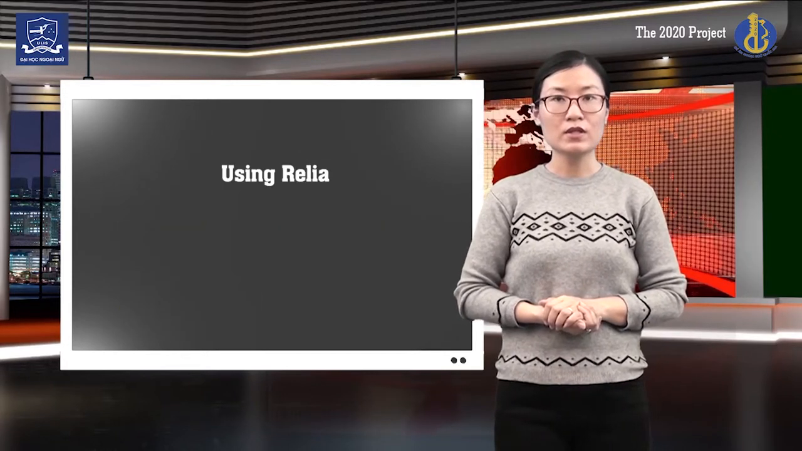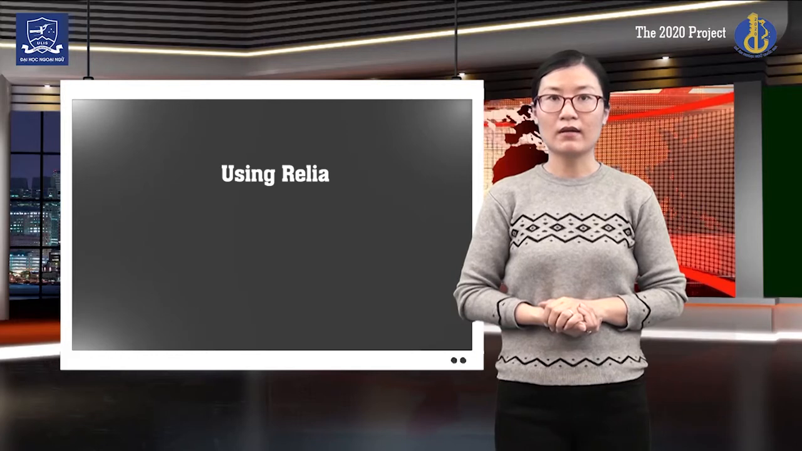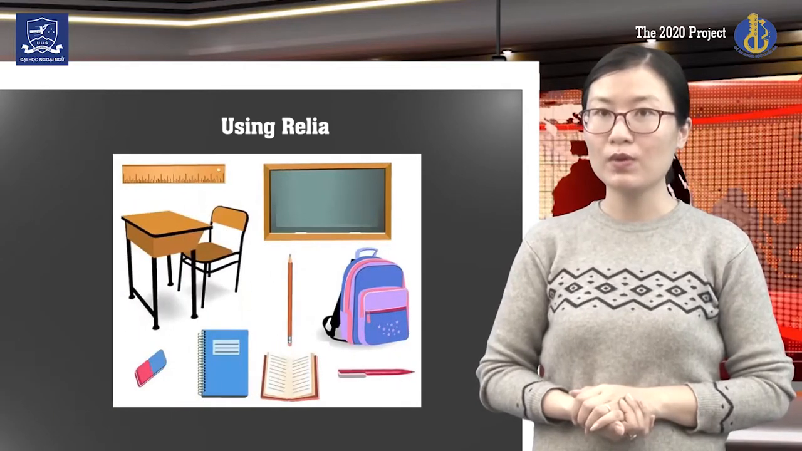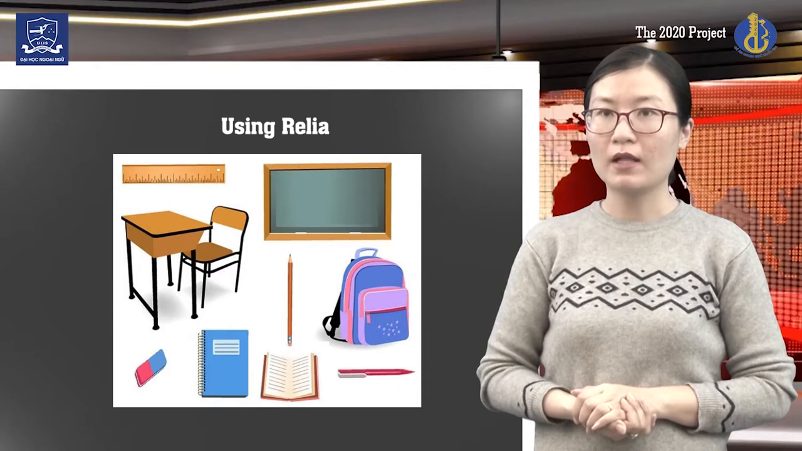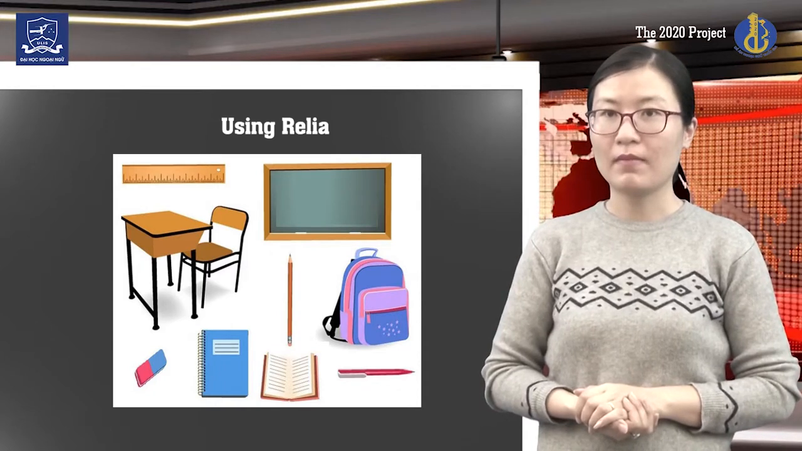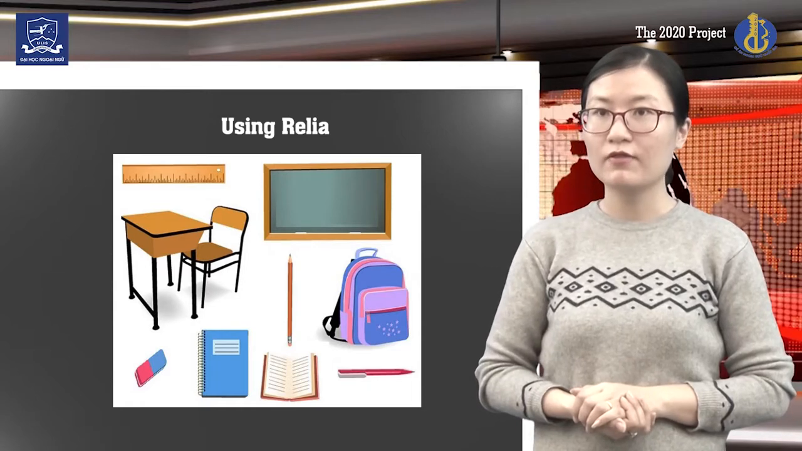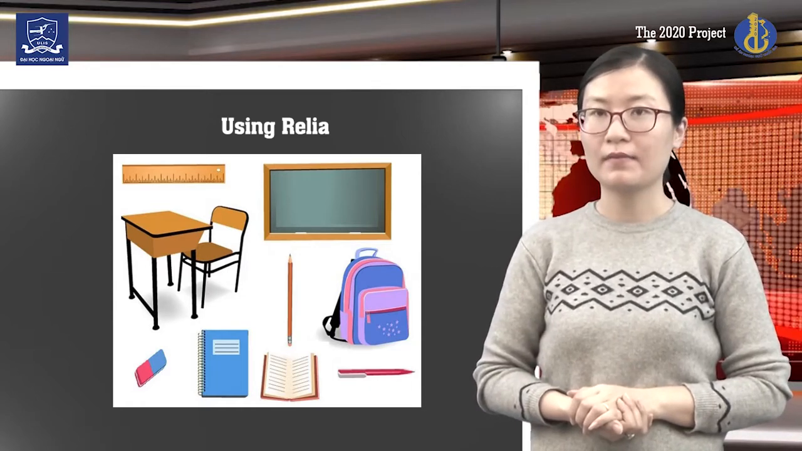First, we are going to learn how to use realia in presenting new vocabulary to young learners. This technique can help pupils connect the vocabulary with the real objects by looking at them, touching them, and even smelling them, so they can remember the vocabulary better and longer.